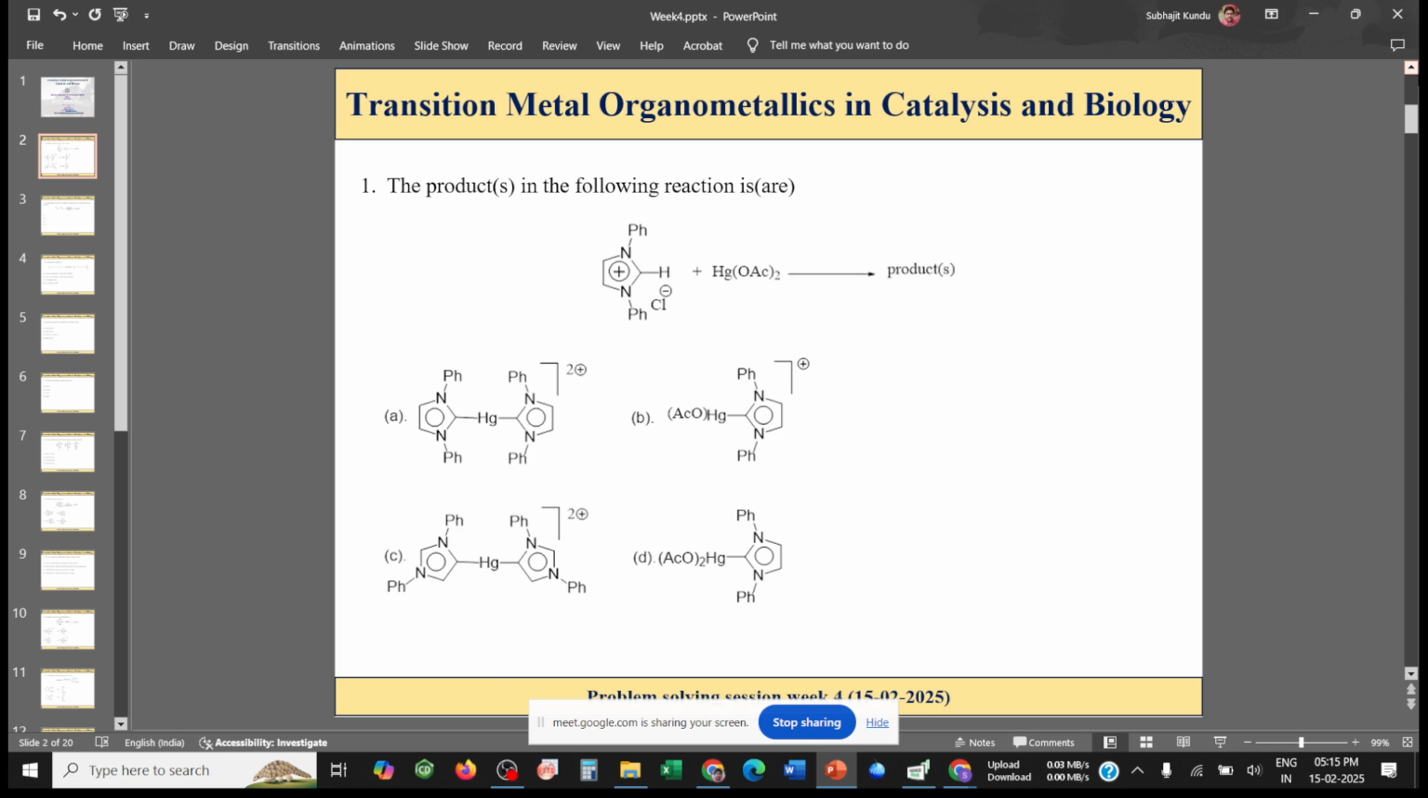Okay, so when it reacts with mercury acetate, as given here, you know that this molecule is called a carbene precursor. That is, this type of carbene is called an N-heterocyclic carbene, so this is called an N-heterocyclic carbene precursor.